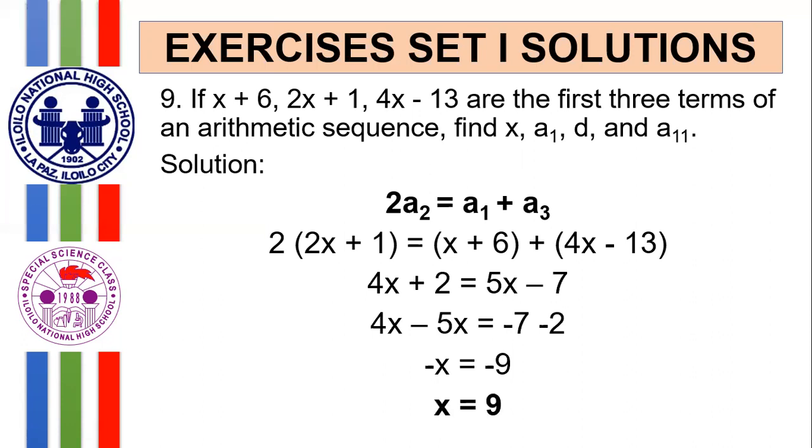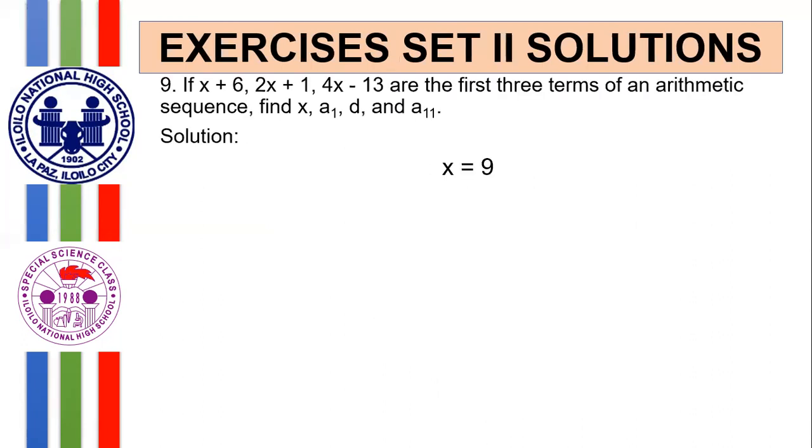Hence, x must be 9 so that the sequence defined by these first three terms will be arithmetic. And you might ask, if x equals 9, let's see if this is correct. Let's substitute all x's by 9s and simplify.